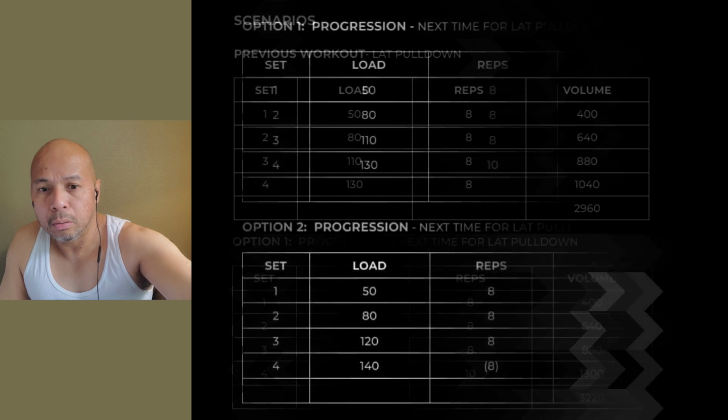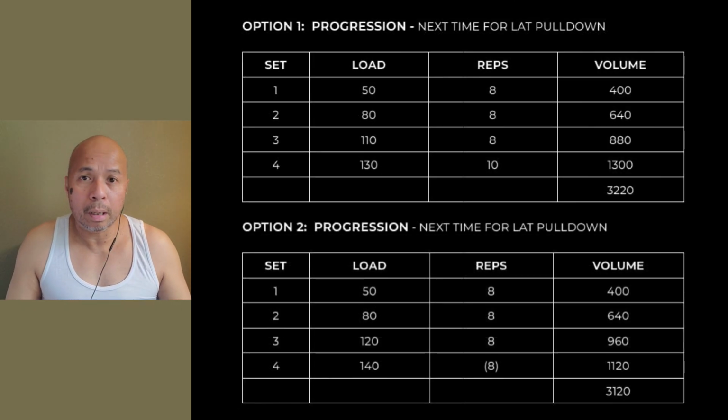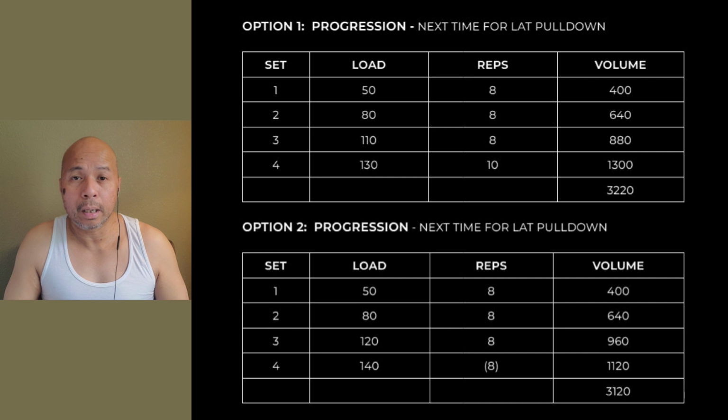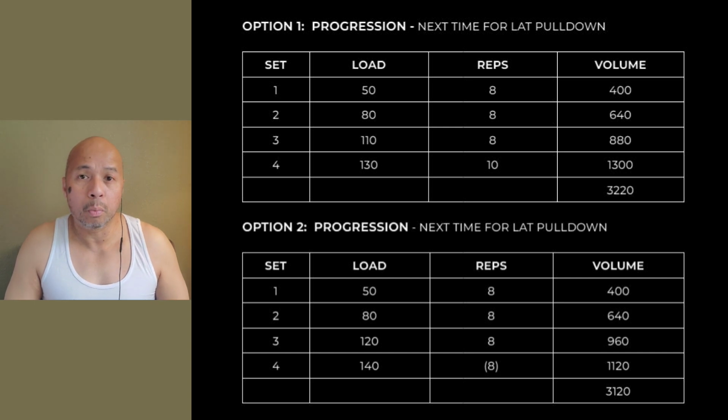Let's look at option 2. And this is a little more aggressive approach. Set 1 is the same thing, 50 pounds, 8 reps. Set 2, same. Set 3 is different now. So set 3, we are adding load. So we are adding intensity. About 10 pounds. This is probably about 5 to 7%, I would say. And you go for the same amount of reps, 8. And now we become more aggressive. Instead of doing 130 on the 4th set, we are going to attempt 140.